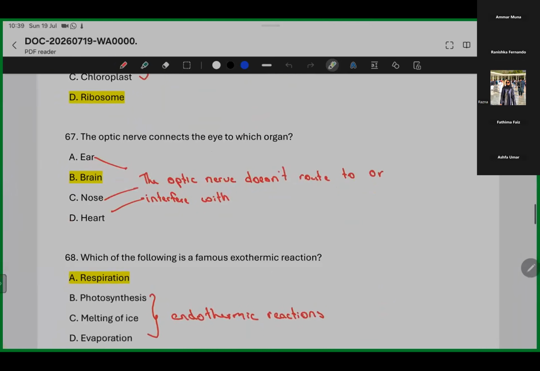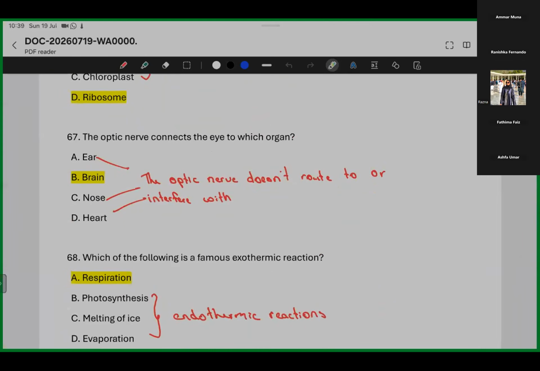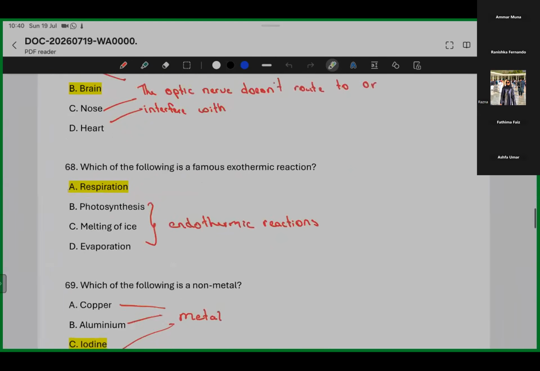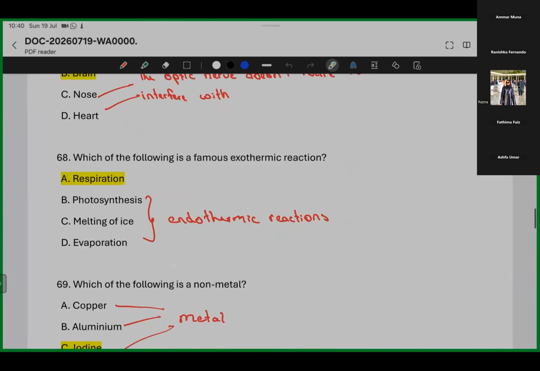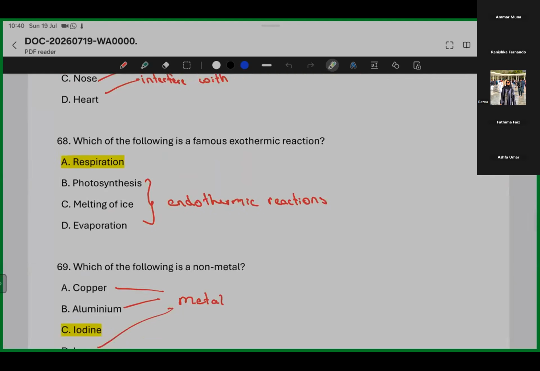And question 67, the optic nerve connects the eye to which organ? The answer is B, as ear, nose, and the heart. The optic nerve doesn't root to or interfere with these organs. Question number 68, which of the following is an exothermic reaction? The answer is air respiration, as B, C, and D are endothermic reactions.